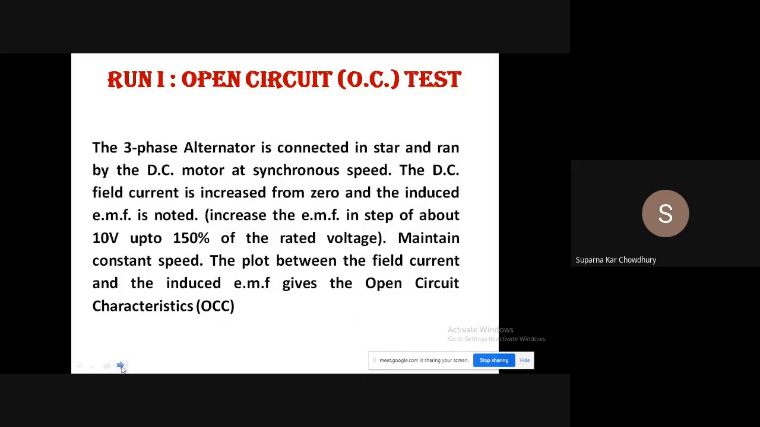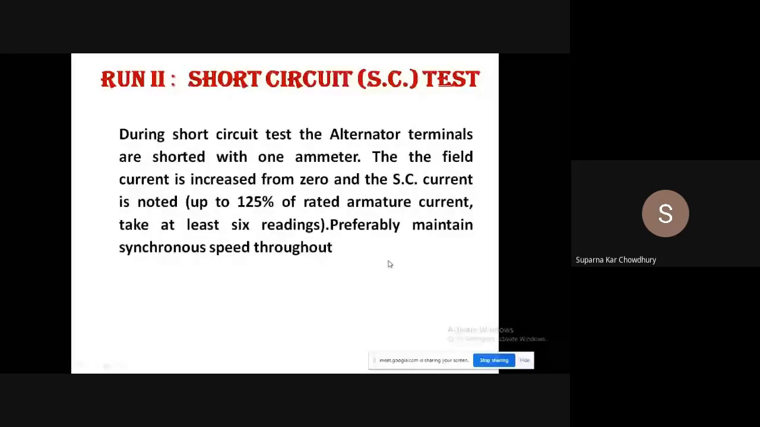Next is the short circuit characteristic. For the short circuit characteristic, synchronization is also not required. We short circuit our alternator terminal by an ammeter, and again vary the field current from 0 in small steps, so that the short circuit current flowing through the ammeter does not exceed 25% of the rated armature current. Now this characteristic will be a straight line, a linear characteristic, whereas the open circuit characteristic is non-linear.